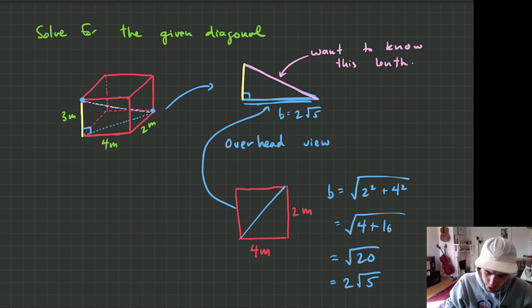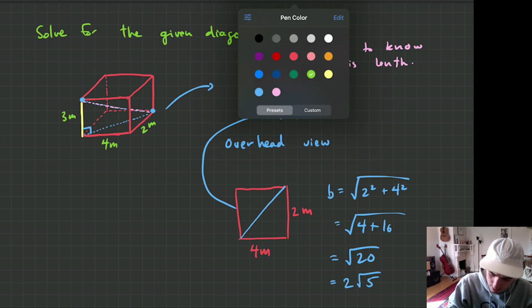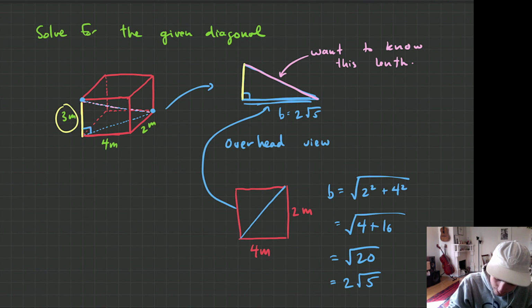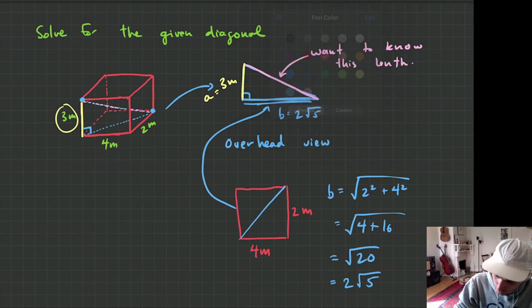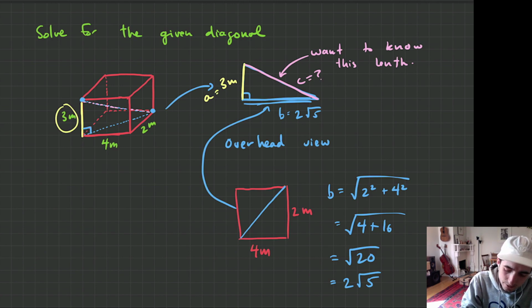And now I should be able to calculate the purple line, because I know that the yellow line is 3 meters. So I should be able to calculate the purple line. So let's say that this is a. Let's say that a is equal to 3, b is equal to 2 times the square root of 5, and in purple, let's say that the hypotenuse is c, and c is what we're looking for. So again, we can use the Pythagorean theorem again to calculate the same thing.